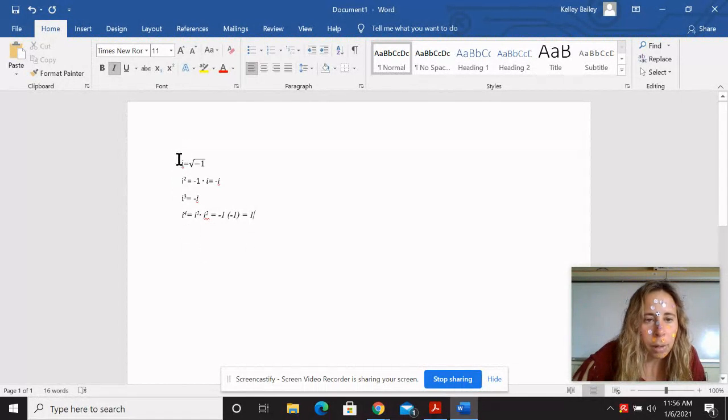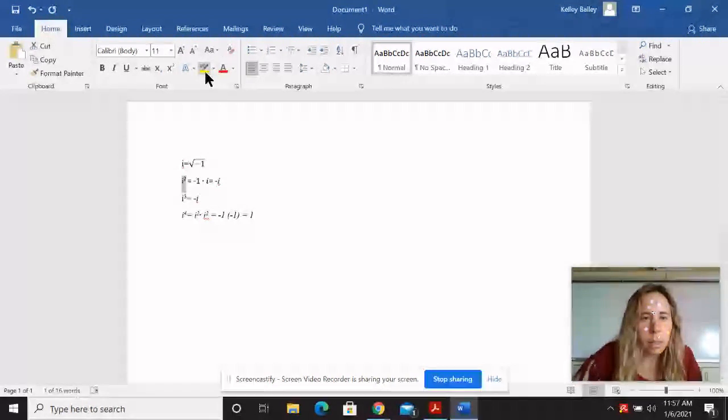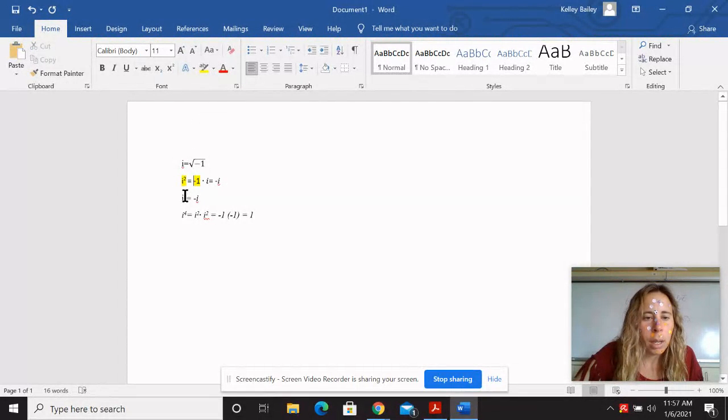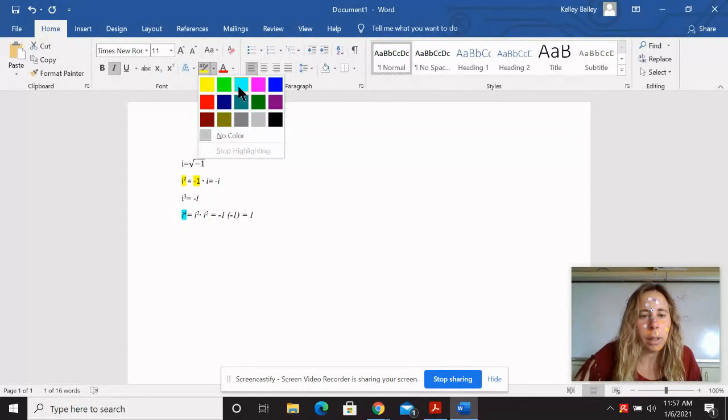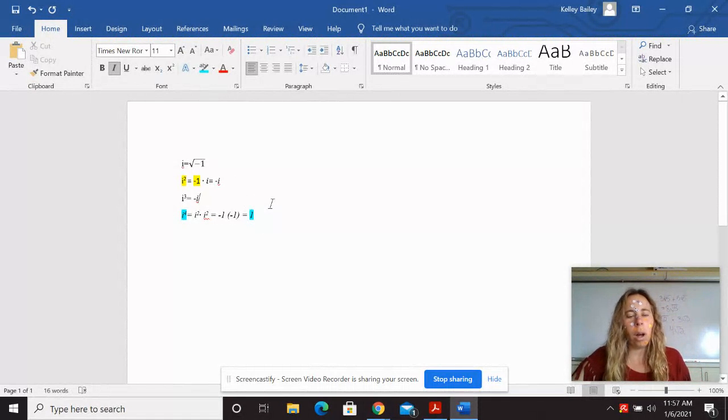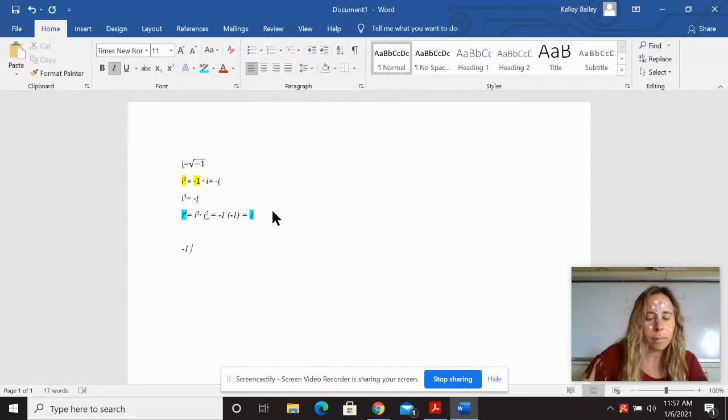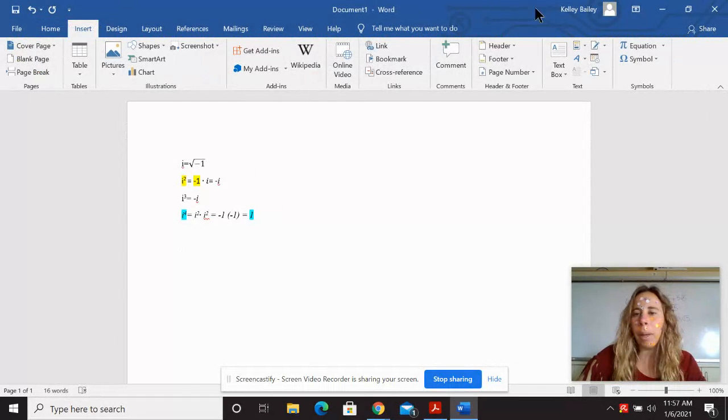So for this problem, we only need to know I squared. I squared is -1. I cubed is -I. And then I to the fourth is 1. Now that you know all of those things, you can multiply them together to do the problem. So I squared times I cubed times I to the fourth. So I squared is -1. Actually, let's do it as an equation. Make it look all official.